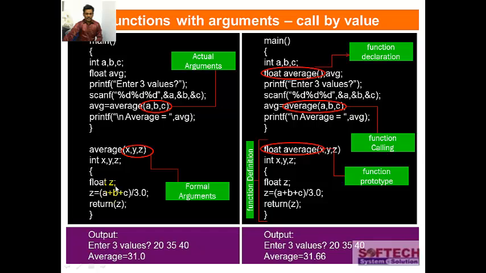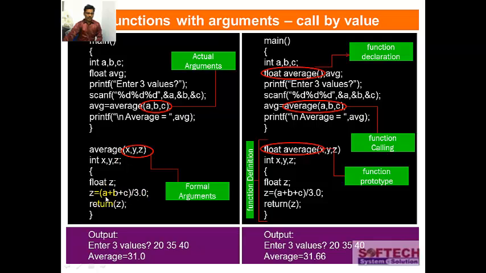So integer x, y, z, float z. Then here we add three values. This is also a typing error: it should be x plus y plus z, because a, b, c are local variables to the main function, and here we cannot access those variables. So it is x plus y plus z, divided by 3.0.